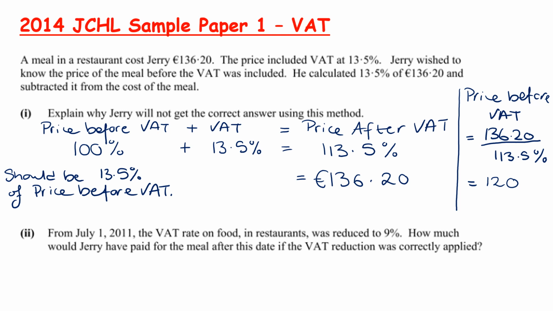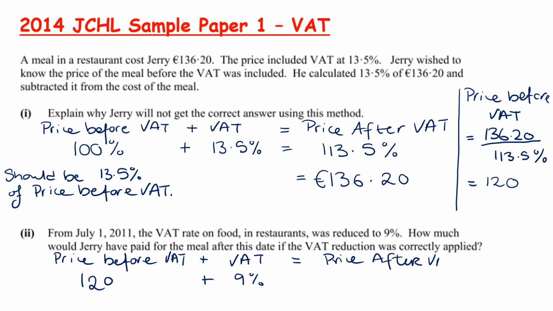Part 2 then says, from July 1st, 2011, the VAT rate on food and restaurants was reduced to 9%. How much would Jerry have paid for a meal after this date if the VAT reduction was correctly applied? So now we have the same idea before VAT. We now know that that was 120. We now have a new VAT rate, that's 9%, and then that will give me the price after VAT.